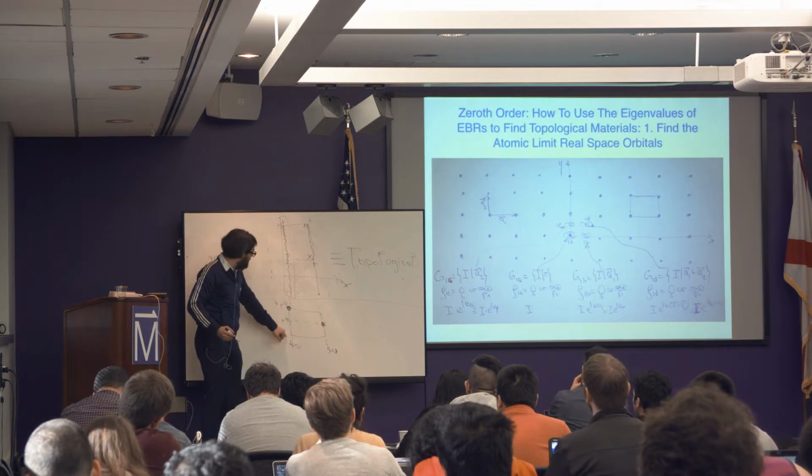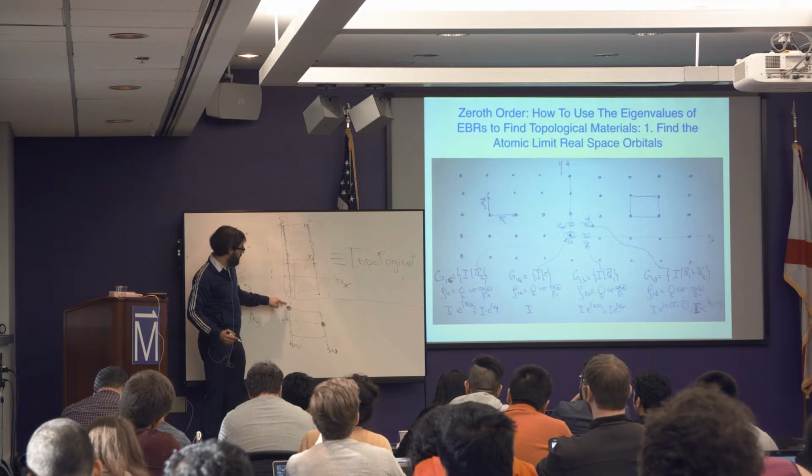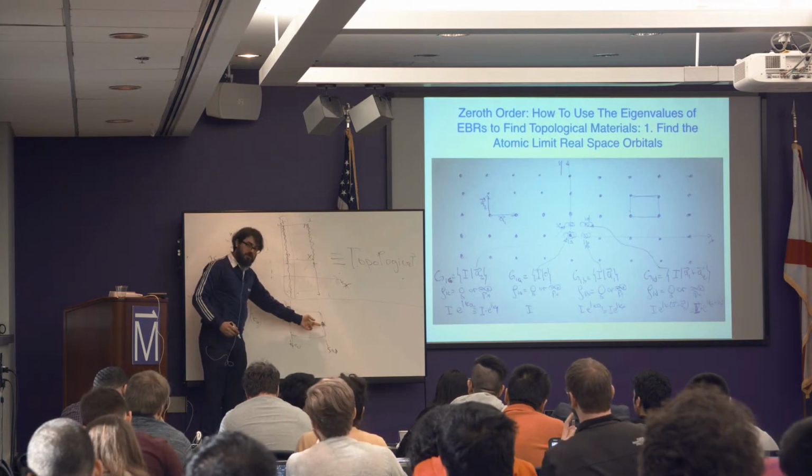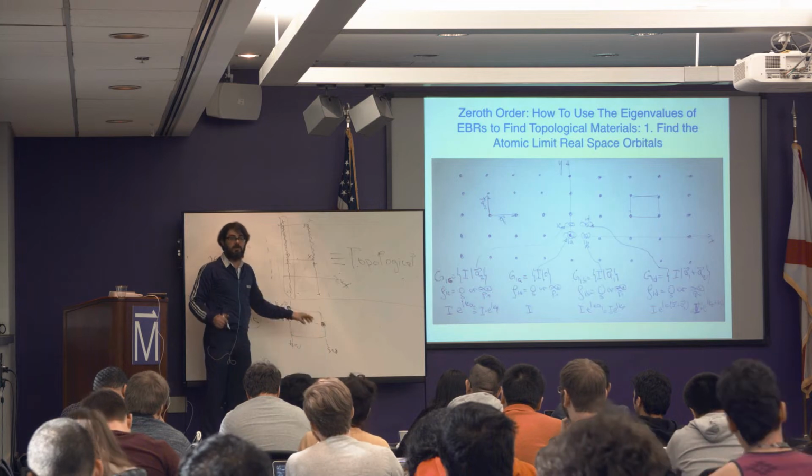The Berry phase at kx equals 0 here is minus 1, e to the i pi, and here it's e to the i 0. Is everybody clear on that?